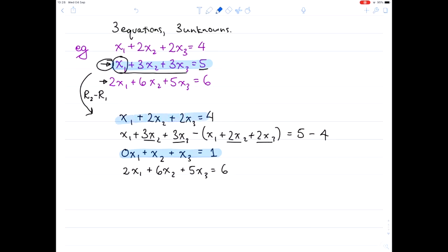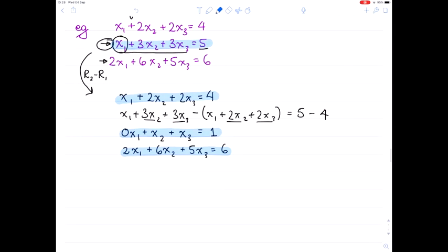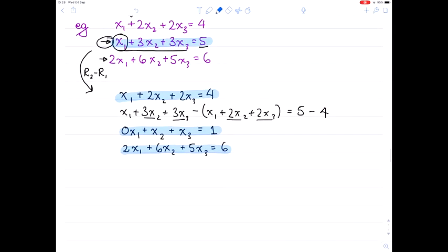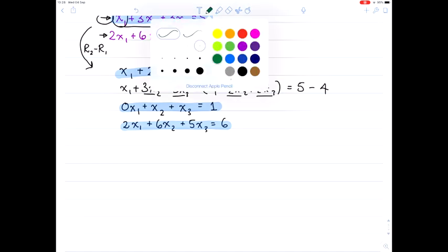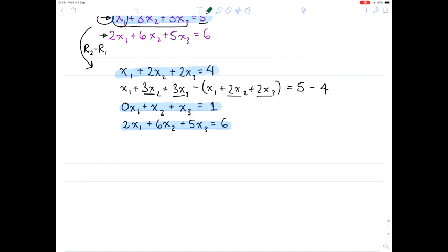So these 3 are the new equivalent system of equations that we're working with. So I want to play the same trick now, and I want to get rid of this 2x1 here. And again, I'm going to use row 1.